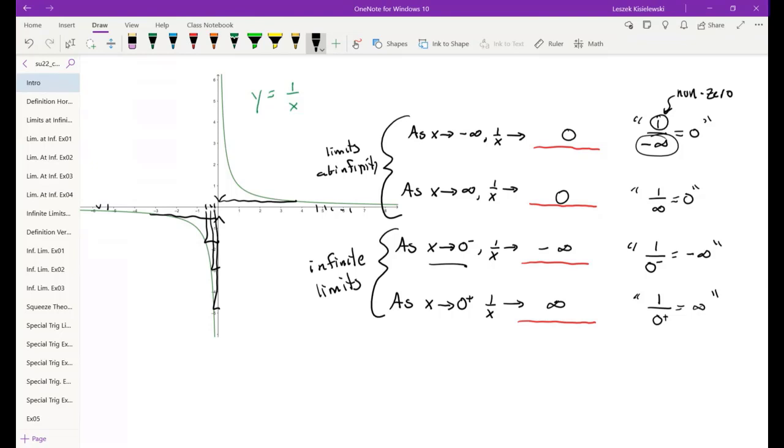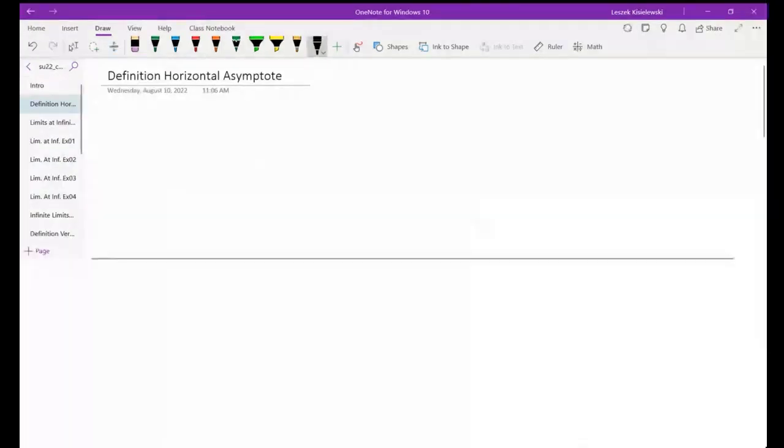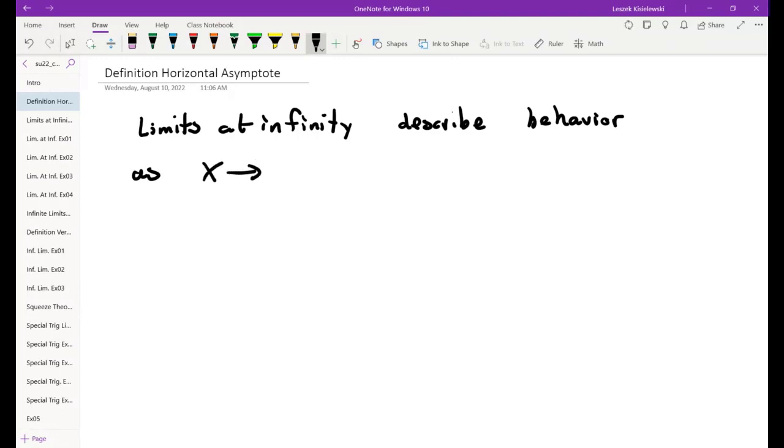Okay. So let's go ahead and look at limits at infinity first. All right. So limits at infinity will describe the behavior of a function as x goes to plus or minus infinity. So how the function behaves in the long run, to the right and to the left.